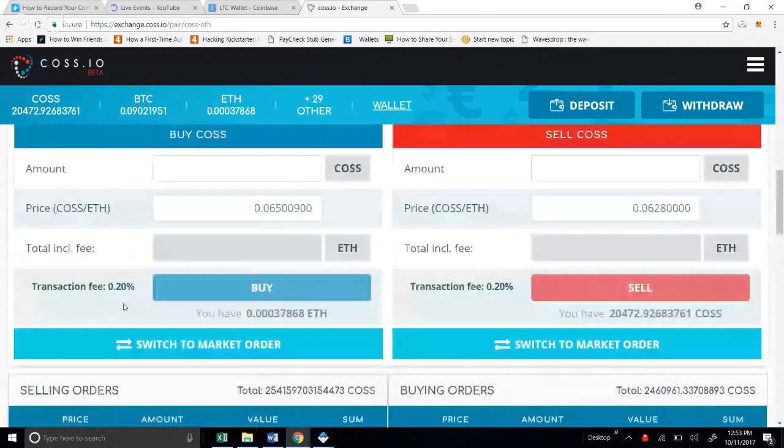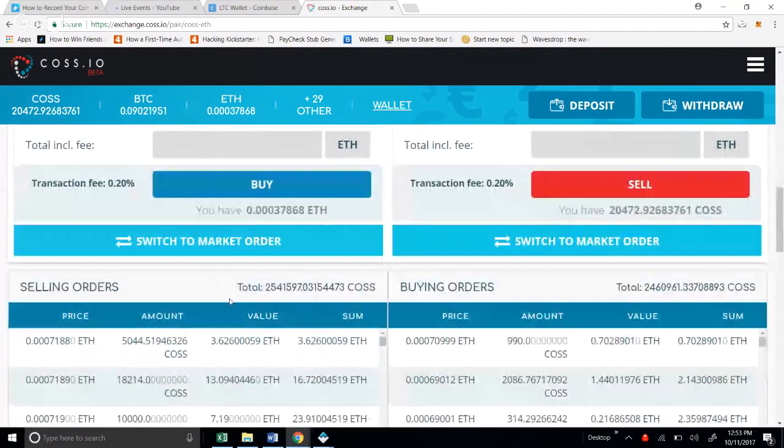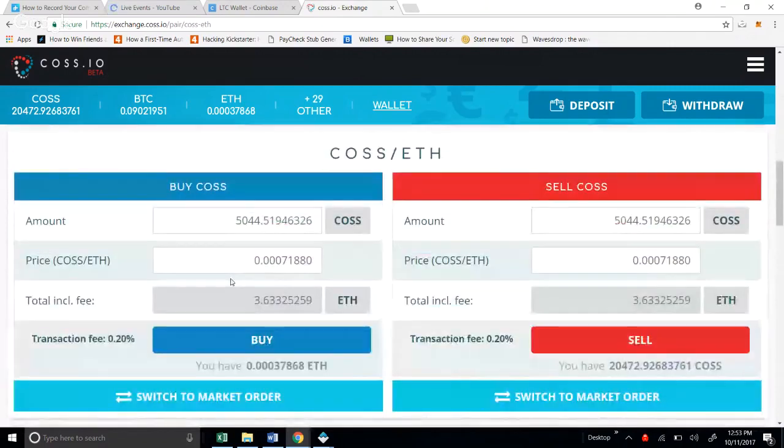I'm not sure if it lets you buy a fraction or whatnot, but that's the easiest way. You just click here, it should pre-populate. This is how many COSS you're going to get. Here's the total. If you don't have enough to cover it, you'd have to reduce this number. Like, if I said I just want to buy 5 COSS, it's going to cost me that much. I don't have any Ethereum in here, but you can see that, and I would click buy, and that would just say okay.